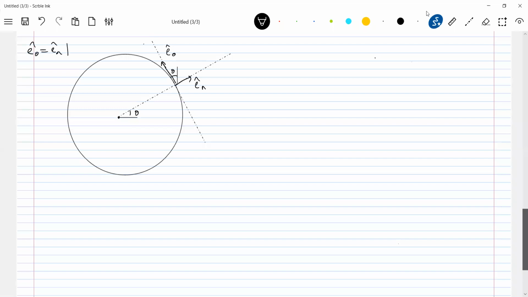and En cap? The magnitude is 1. Everyone must remember this, because in numericals this data is very important. So let me define first the En cap. So En cap, you are going to write En cos theta i cap plus En sin theta j cap.